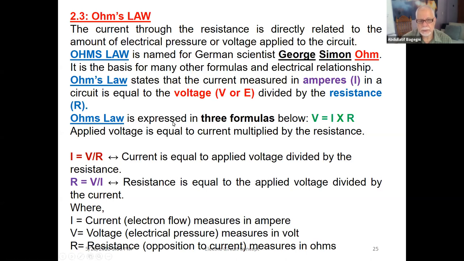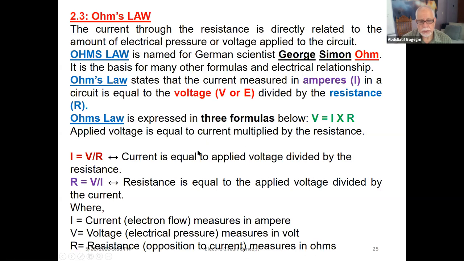So Ohm's law is expressed in three formulas below. V is equal to I times R, or again we could use E equal to I times R. The applied voltage is equal to the current multiplied by the resistance. So the voltage across that particular R is equal to the I that flows through that resistance multiplied by the value of the resistance R.